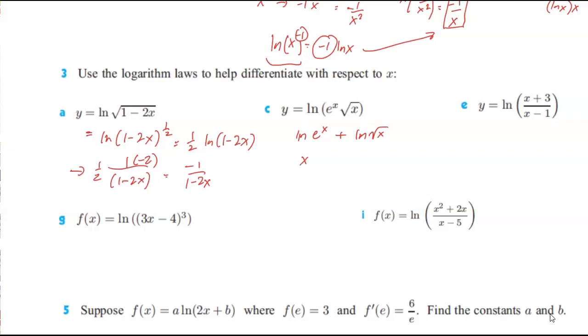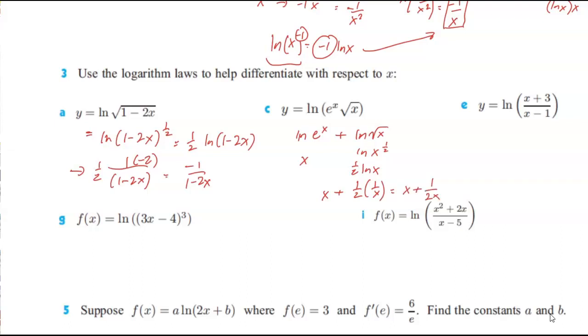Natural log of square root of x, let me rewrite that. I'm going to rewrite it as natural log of x to the 1/2. And then I'm going to rewrite that as 1/2 natural log of x. So the derivative of this would be 1/2 times 1 over x. So it would have x plus 1/2 of 1 over x. So it would be x plus 1 over 2x.